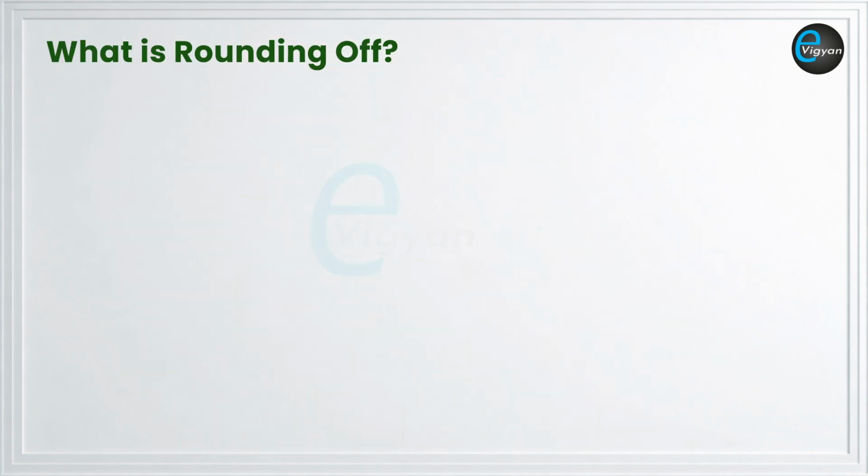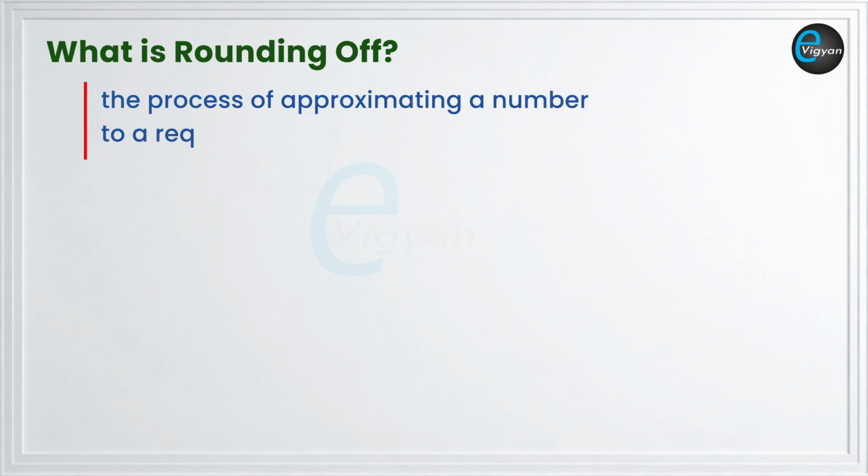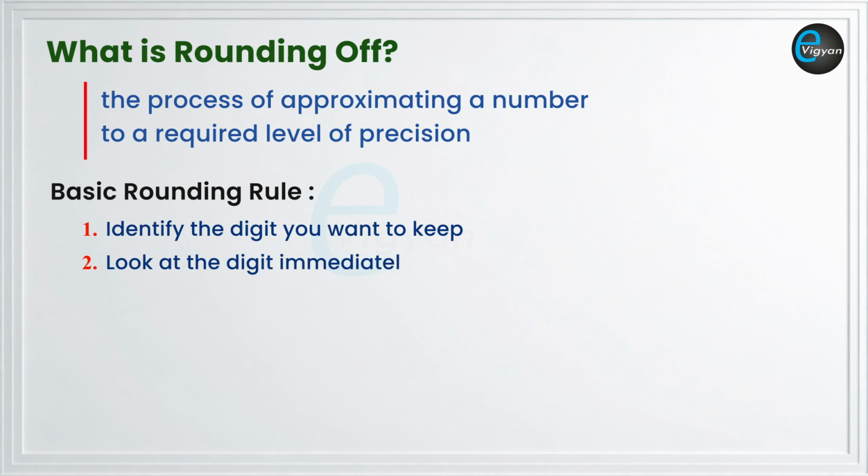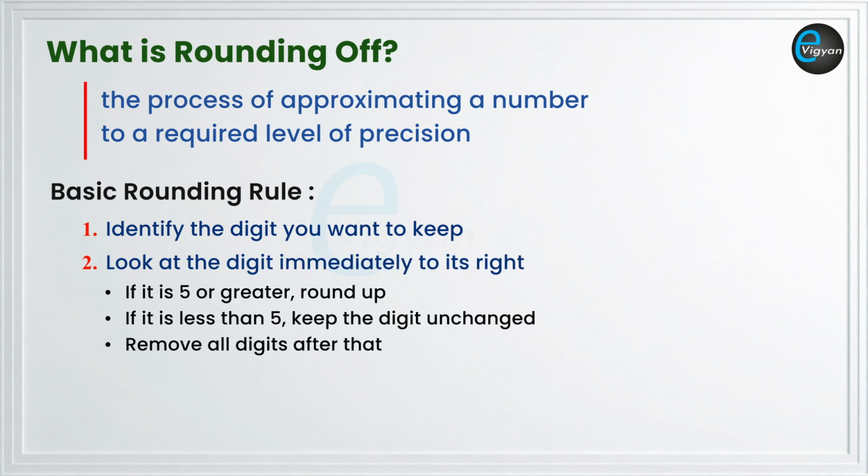What is rounding off? Rounding off is the process of approximating a number to a required level of precision. Instead of writing long decimal expansions, we replace them with values that are simpler and more meaningful. To round a number, identify the digit you want to keep. Look at the digit immediately to its right. If it is 5 or greater, round up. If it is less than 5, keep the digit unchanged. Remove all digits after that.